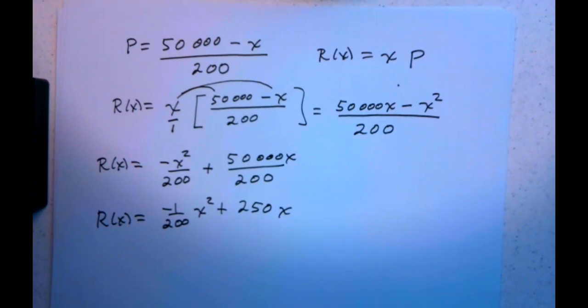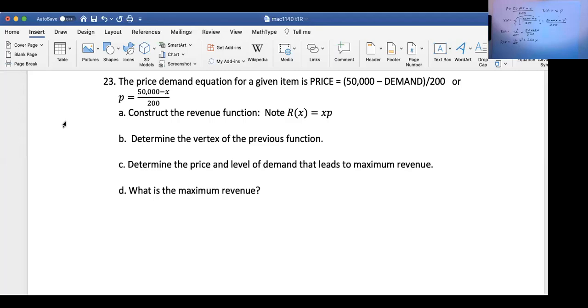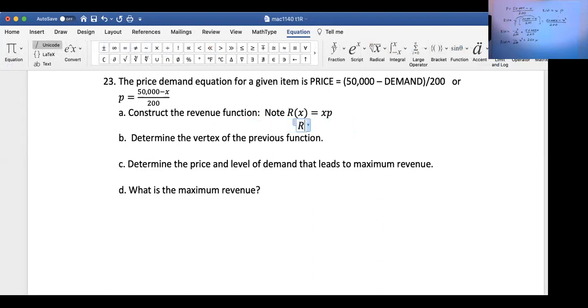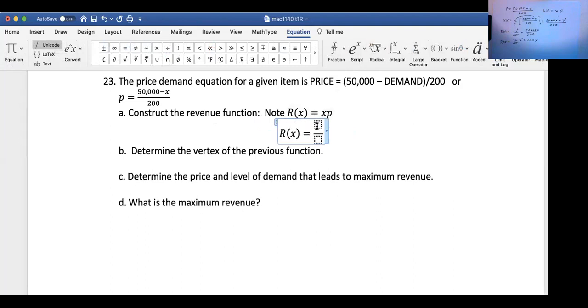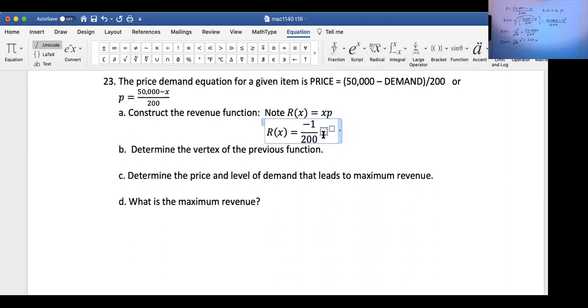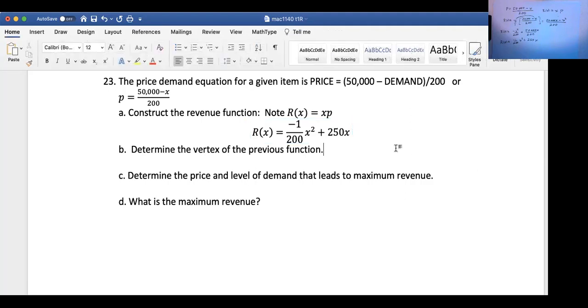So let's go ahead and write down what we have so far. We have our revenue function, R of X equals negative 1 over 200 X squared, so the negative 1 over 200 will be the A part, plus 250X, 250 will be the B part. So we want to find the vertex of that function. So the vertex is determined by using negative B over 2A.